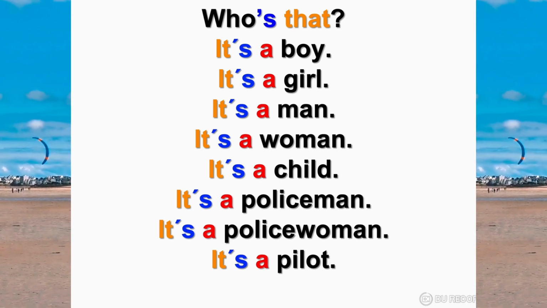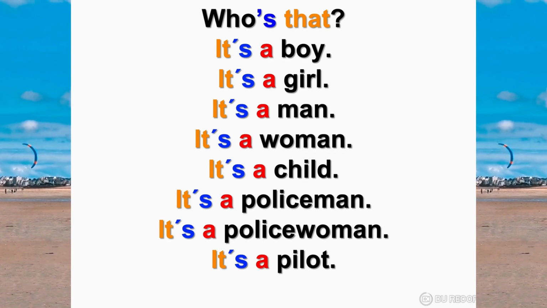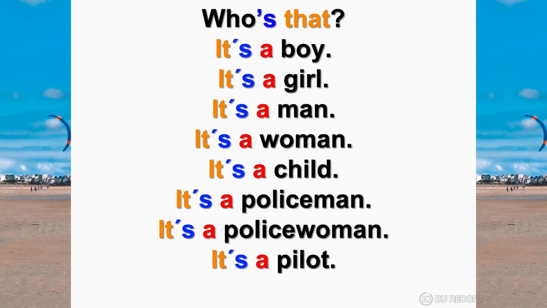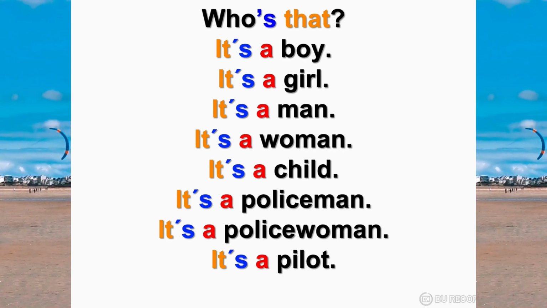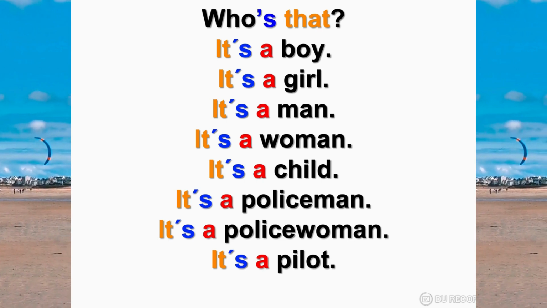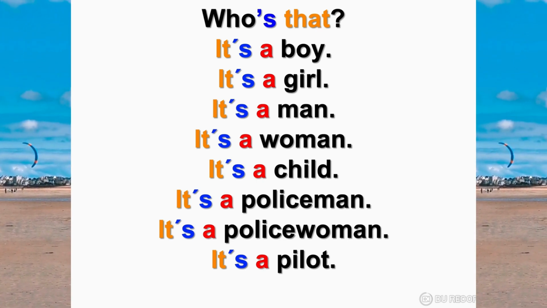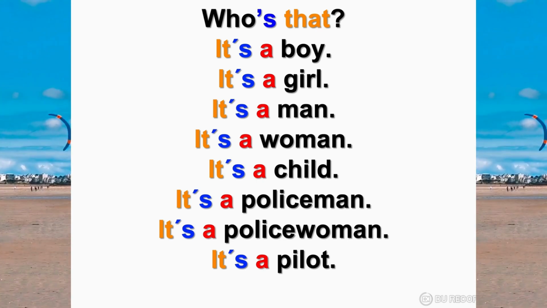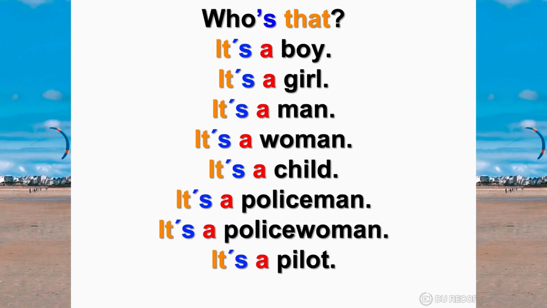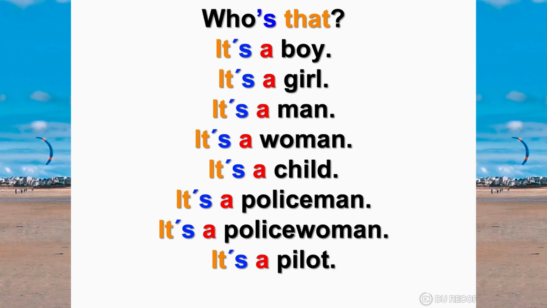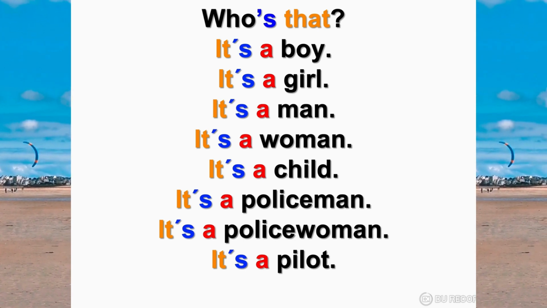It's a girl. It's a man. It's a woman. It's a child. It's a policeman. It's a policewoman. It's a pilot. So let's repeat. Who's that? So when we say who's that, who is that person over there? It's far from us.